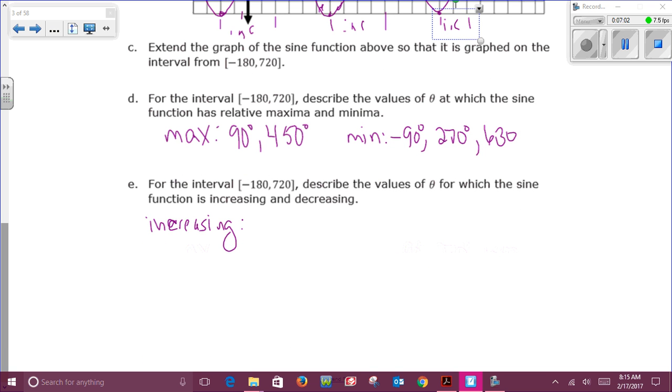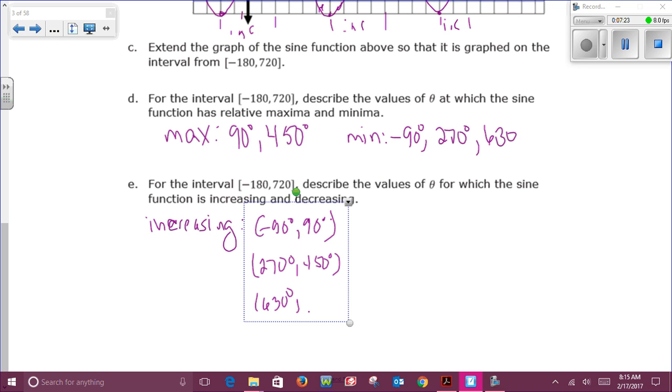So my graph is increasing from negative 90 degrees to 90 degrees. And then from 270 degrees to 450 degrees. And again from 630 degrees to 720 degrees.